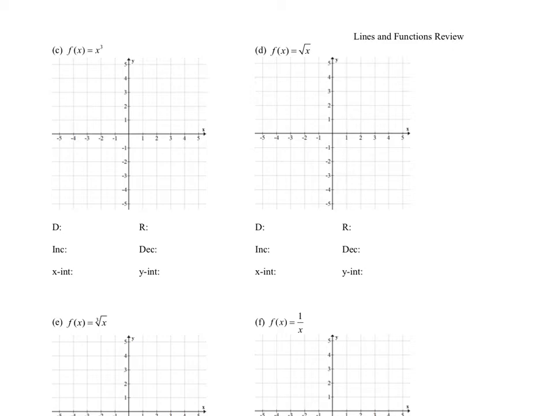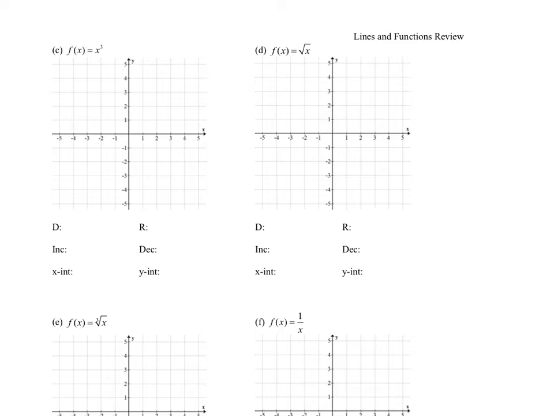I hit x, then I hit that little caret button, that little arrow that points up. It's right above the x squared button. And then I hit 3 and I hit enter. I want to start at -5, hit enter. My step is 1, hit enter. Make sure auto is selected and then hit OK.